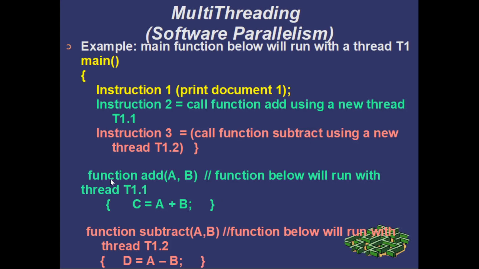So here there is a function, right? Function add a, b, and c is equal to a plus b. Subtract a comma b, which does a minus b. You can create two threads. Instruction 2 is calling the function add using a new thread t1.1. Instruction 3 is calling the function subtract using a new thread called t1.2. So a single application is creating two different threads.